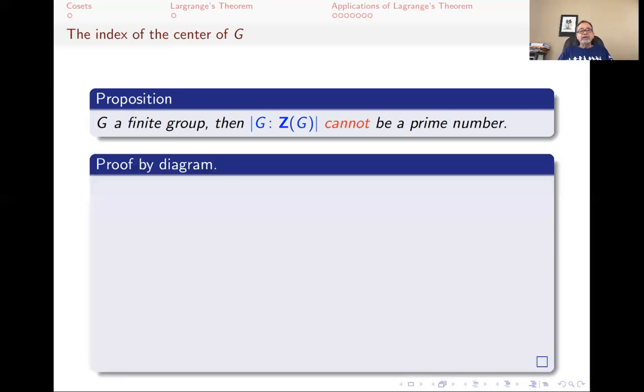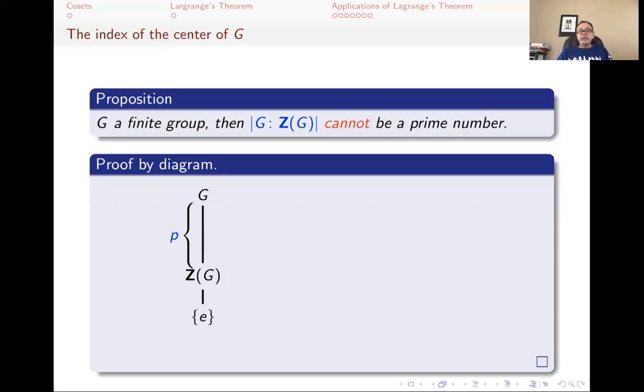Okay, and I'm going to give you a proof by diagram. I'm not going to write down a lot of things. I'm going to tell you how a group theorist would be thinking of this. So the way a group theorist would be thinking of it, they would draw this diagram and they would say, okay, we have the identity subgroup, then we have the center, and then we have the group. And then what we know is that the index is a prime number P.